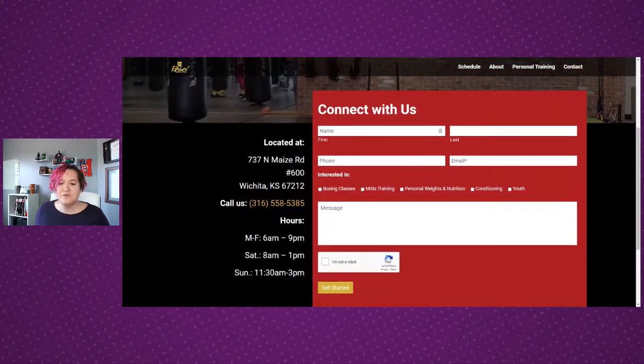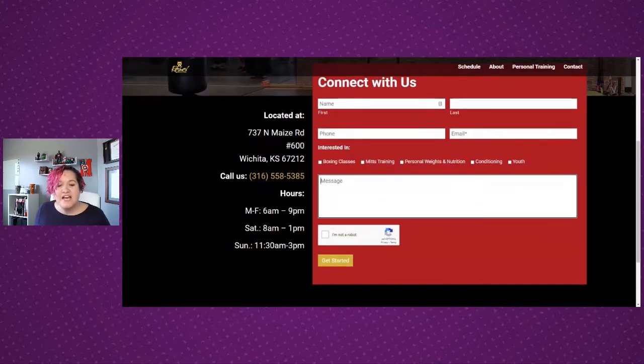And look at their form fields here. So first and last name, their phone, their email, because sometimes my client really wants to just be able to call them back, but the email is required, as is the name. And then they can type here what they're interested in, whether it's boxing classes themselves, MITS training, personal weights and nutrition, conditioning, or youth, because they do have some youth programs. And then, of course, a CAPTCHA to ensure that anyone who's filling out this form is an actual human.